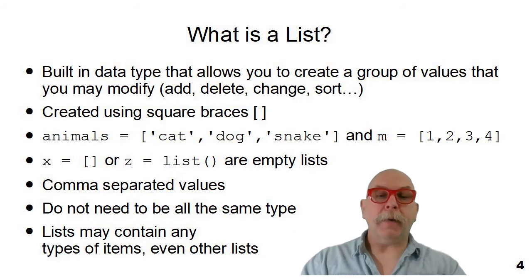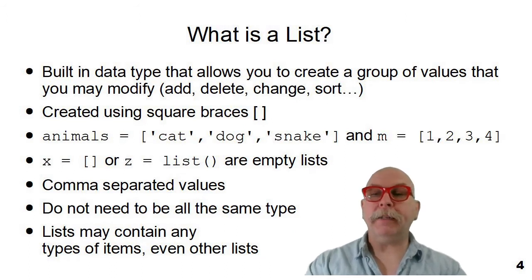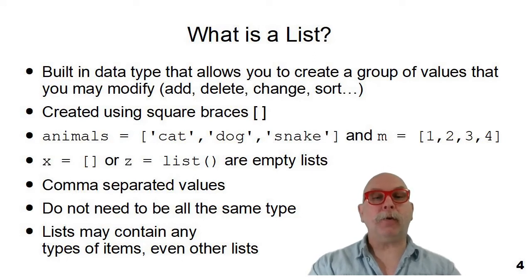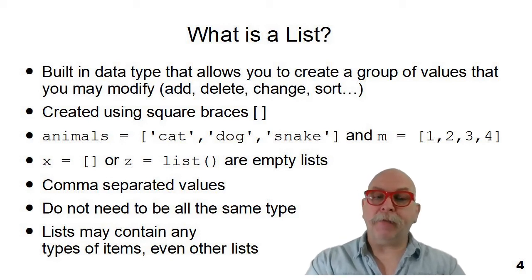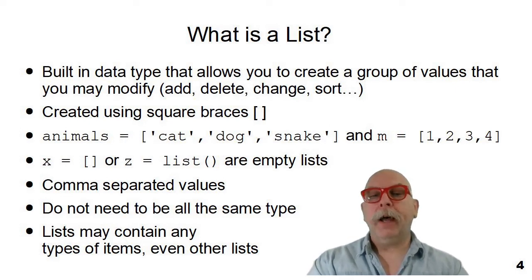So now that we've talked about a tuple, let's talk about what a list is. A list is another built-in data type that allows you to create a group of values. Now, a list is mutable. In other words, you can change it, modify it, add things to it, sort it, do things, and we'll talk about those in this video and the next video.